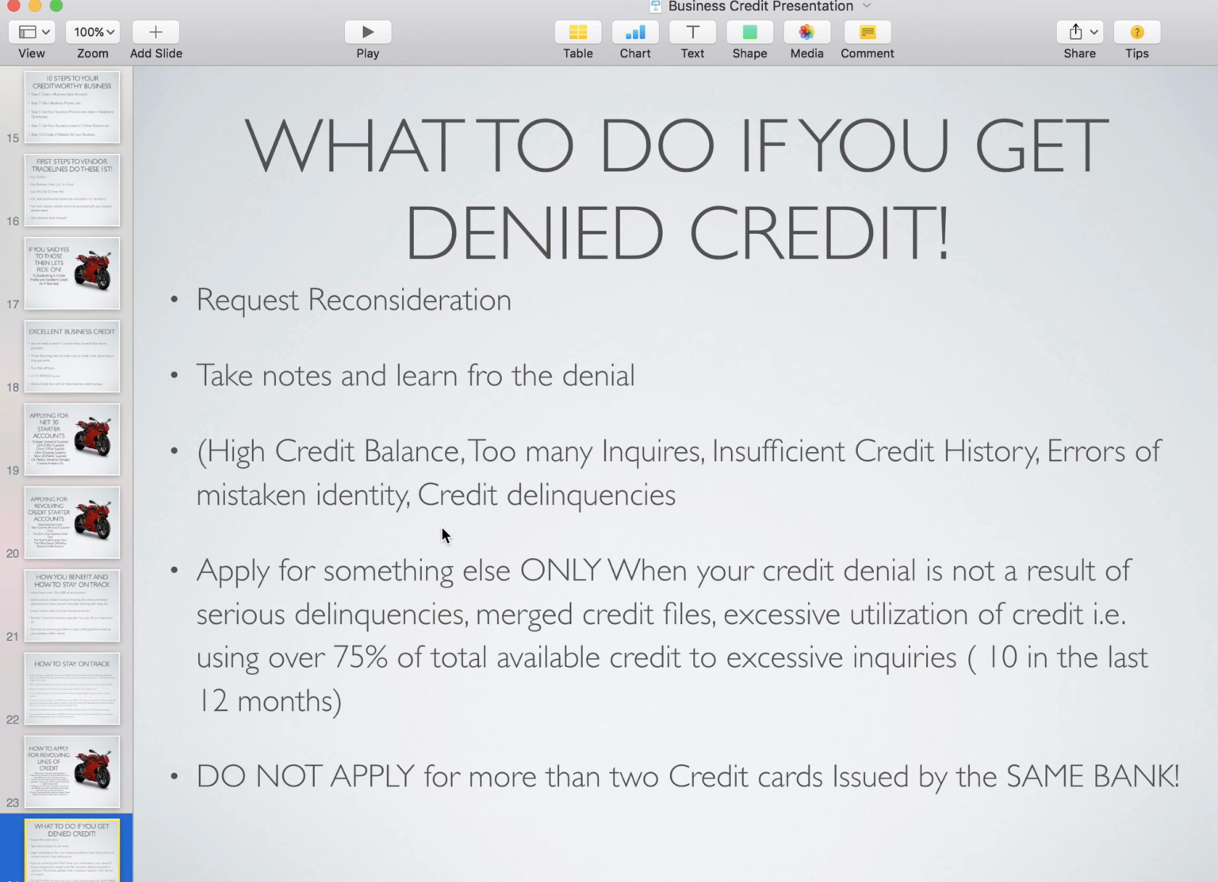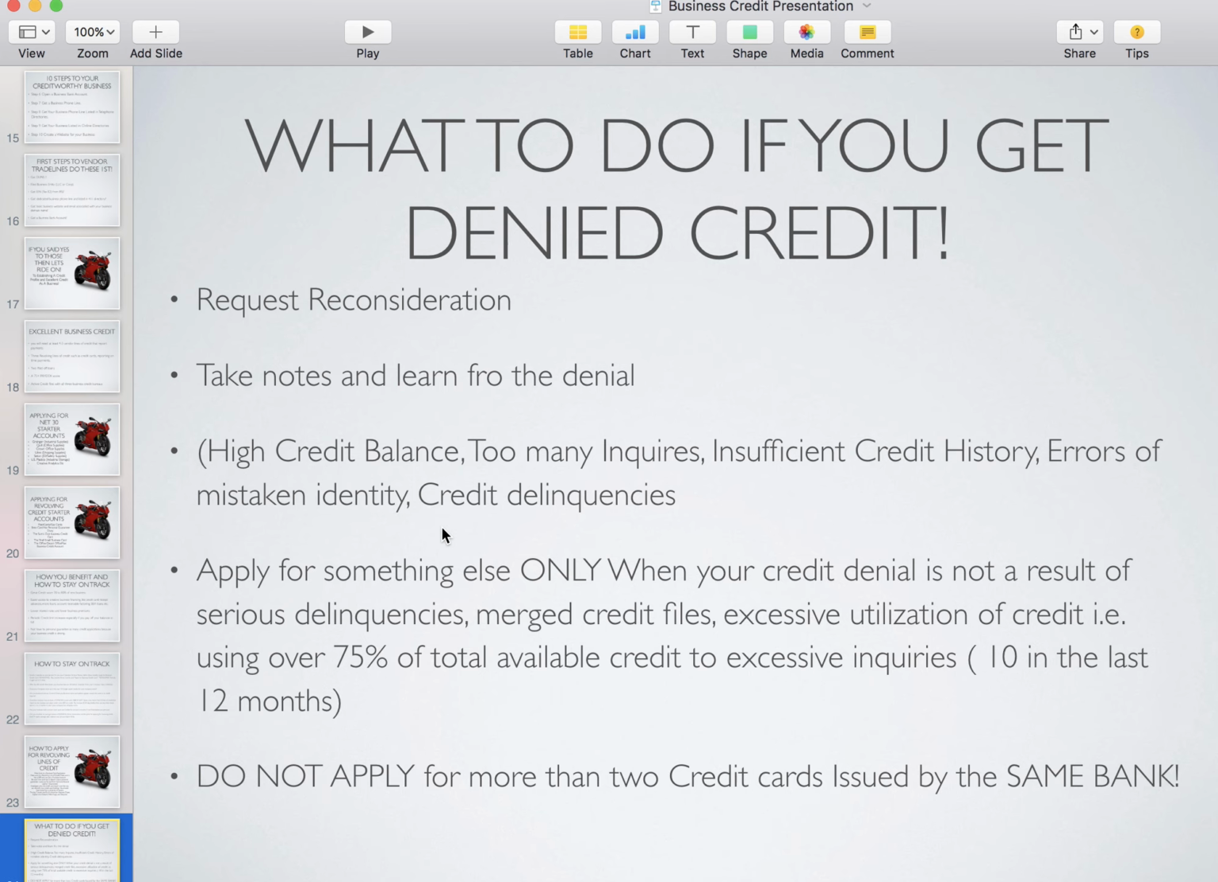Throughout the credit process, there are different reasons that you can be denied. You can have too many inquiries. You can have an insufficient credit history. Too many inquiries means that you're just going out and applying for credit, not thinking about the fact that inquiries matter. Those are called hard pulls, and they actually hurt your credit. Then, with the credit history, you don't have enough. You're just starting off, so the banks are looking at you as high risk.